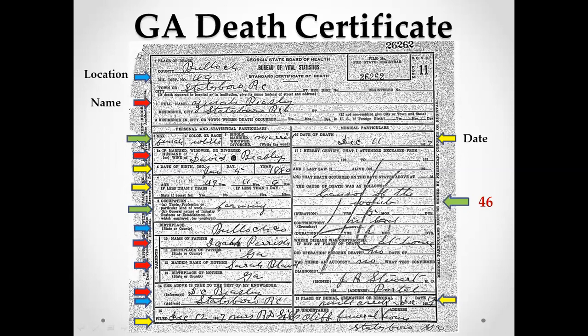And again, I've got the little green arrows for the extra information. So her birthplace is Bulloch County. It's kind of difficult to read right here, but her father's name was Isaiah Parrish, who was from Georgia. Her mother was Sarah Bland from Georgia. And the informant is her husband, who was David Columbus Beasley, Statesboro.